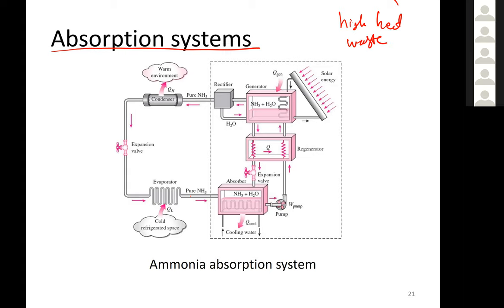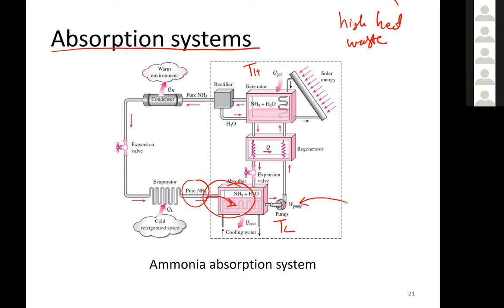The absorption cycle works when I have a good match between absorbent and absorber, like for instance, in this case, ammonia and water. Ammonia and water mix well at low pressure and low temperature, and they can be separated at high temperature. So what happens in this case is that I mix them, and instead of providing power to a compressor, I provide power to a pump.